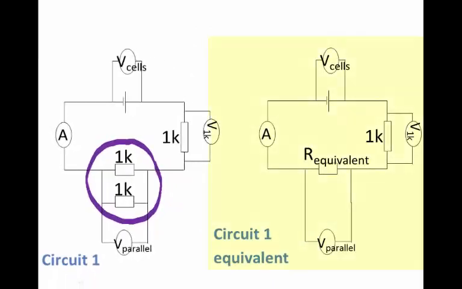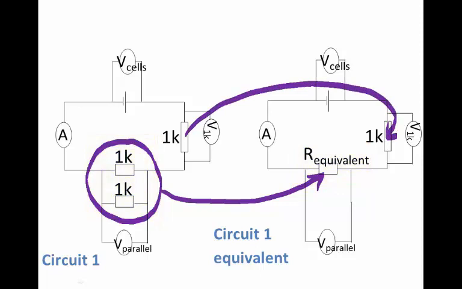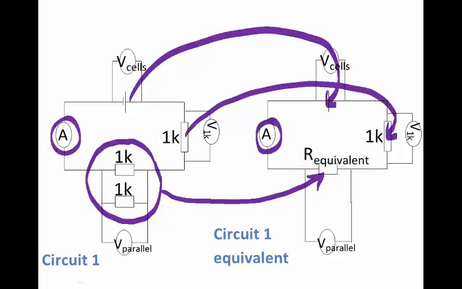Now in this circuit diagram here, we've replaced that parallel section with a single resistor having equivalent resistance, having the same resistance as the two resistors in parallel. So you can see there's the 1K resistor, there's the battery, and then in both cases we have ammeters.